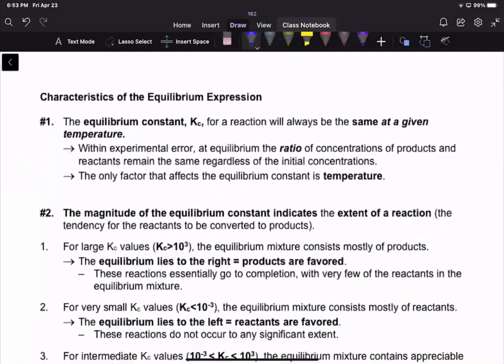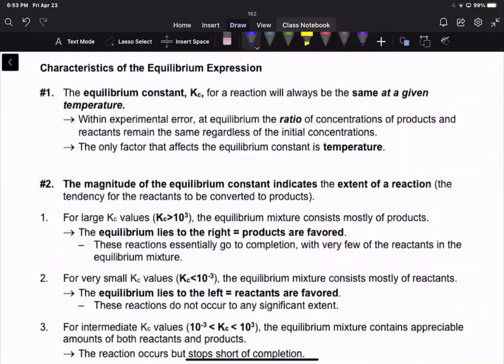Some of the characteristics of the Keq or Kc is that it will be constant at a given temperature. These problems will include a temperature, and you may not need to use it in the calculation, but it will always be given because the equilibrium constant is only valid at that temperature. Otherwise, the value changes.